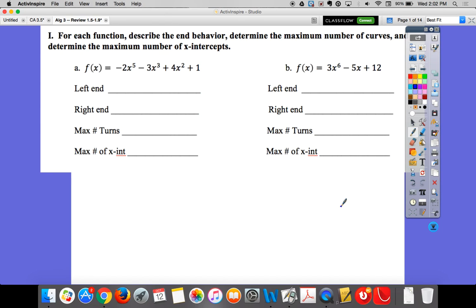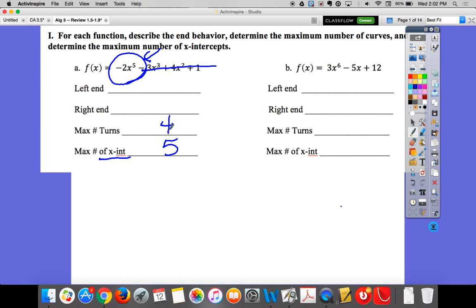So get those phones up. I'll do like half of all of these. Remember, you're only looking at the first term on these. You don't really care about the rest of it. You're looking at your degree. Your degree tells you your max number of x-intercepts. Take 1 off of that. So degree minus 1 is the max number of turns.